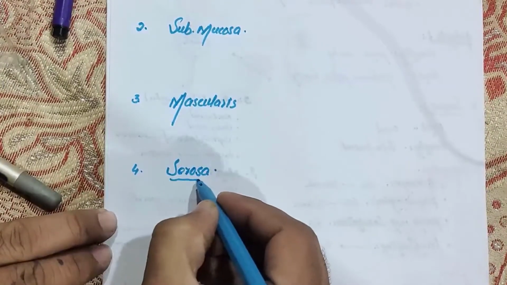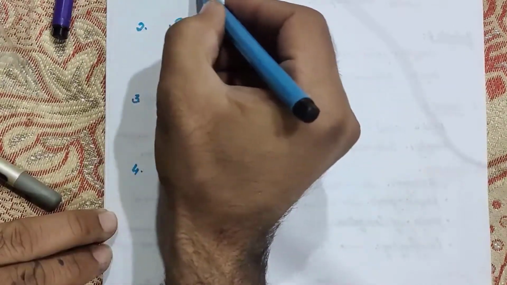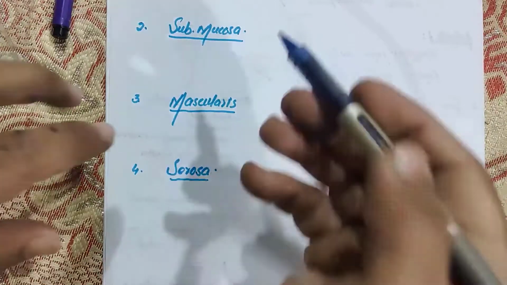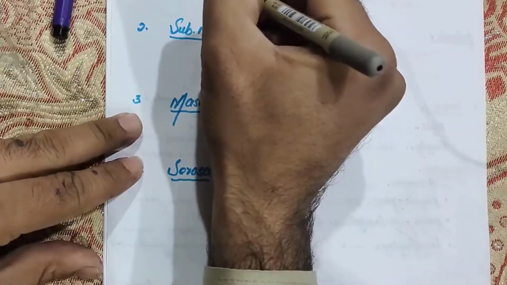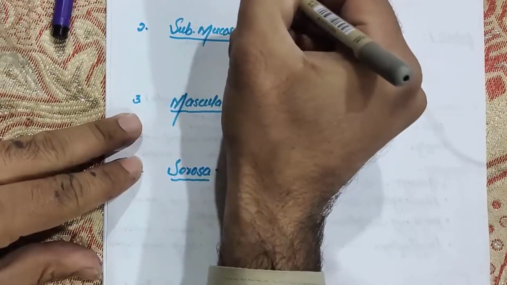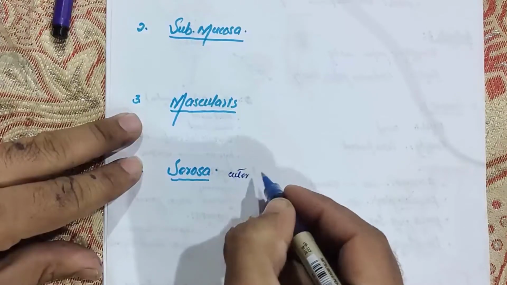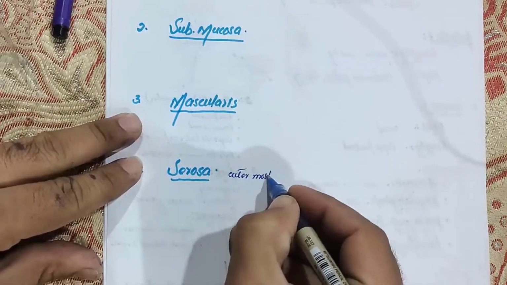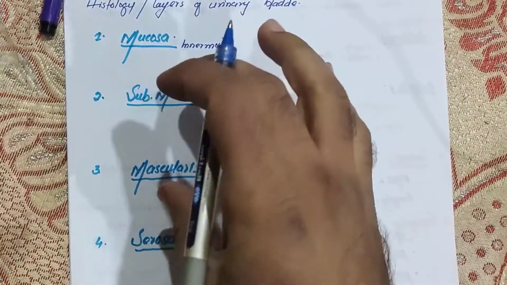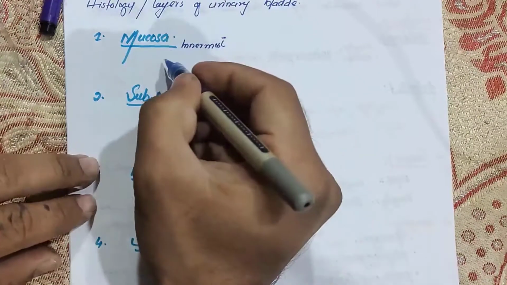So how many layers? There are 4 layers. There are 4 tunics which make your urinary bladder. This is the innermost, and this is the outermost layer. Okay, done. Next, I will write about the composition.